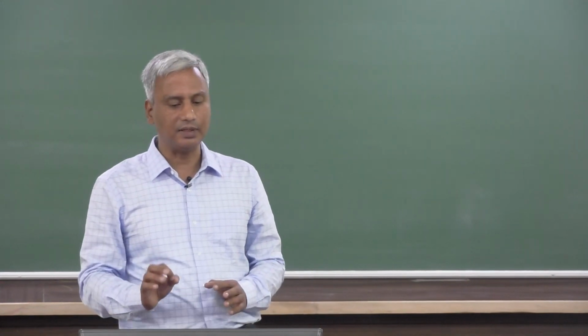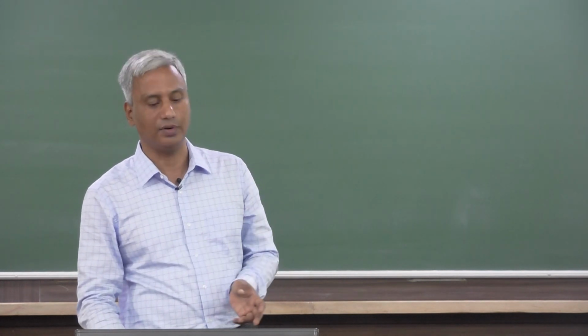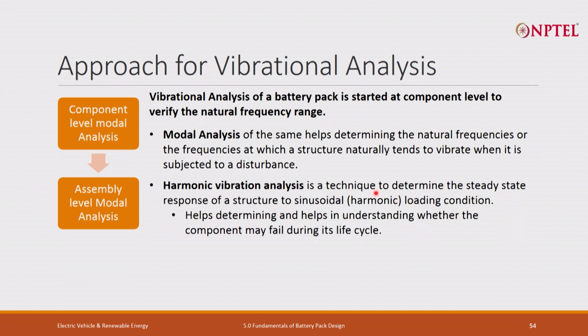So the modal analysis gives us a natural frequency range, and we start with the component level. It helps us find the natural frequency and other frequencies where the component can resonate. Then we do the harmonic vibration analysis. That's basically a steady state with the known excitation. This helps us understand when my component will fail.